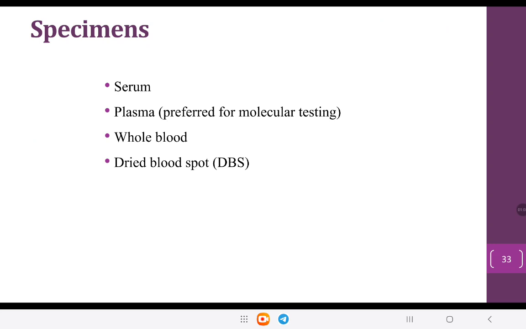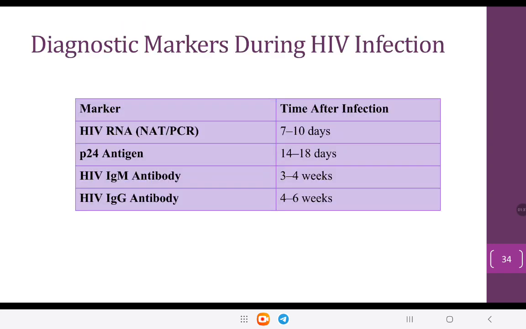There are different types of samples that can be used for HIV testing. Serum or plasma are the most common samples used for the diagnosis. Plasma is preferred for molecular tests such as PCR, while whole blood with dried blood spot is useful in some settings, especially in low-income countries, for newborns and remote areas that have no diagnosis facilities. We take the dried blood spot and send it to another laboratory which has the technique to diagnose the patient.